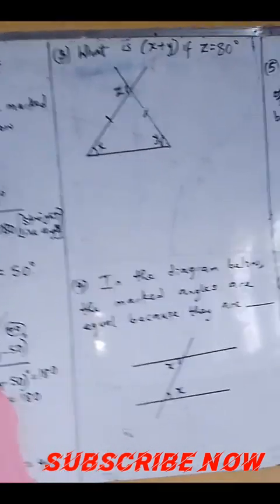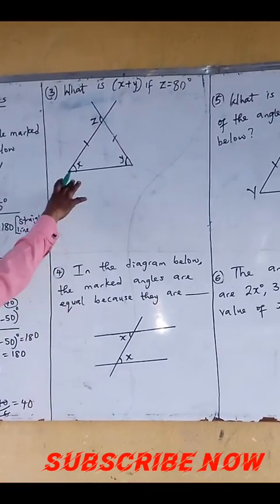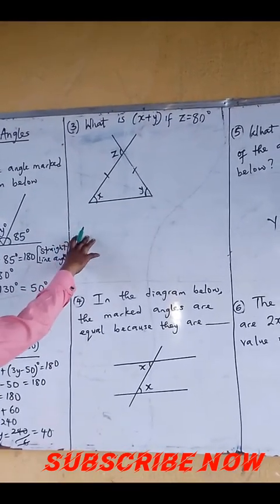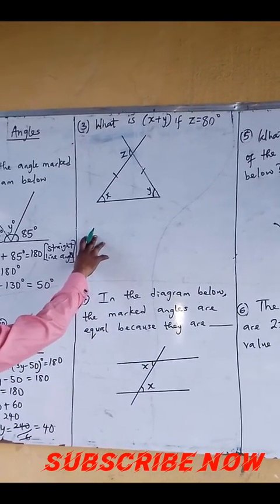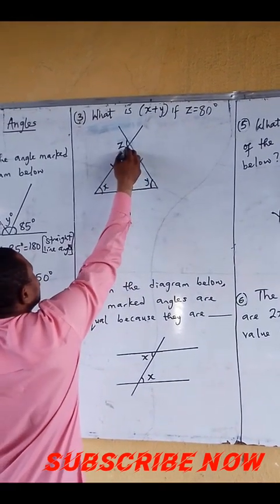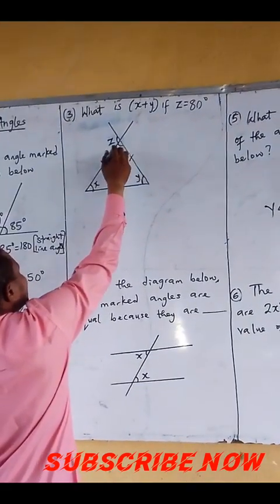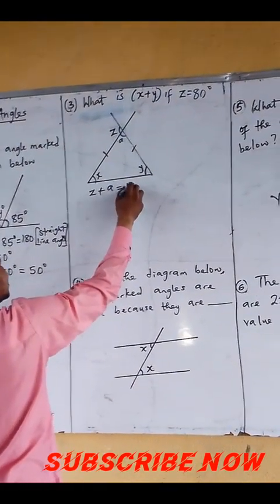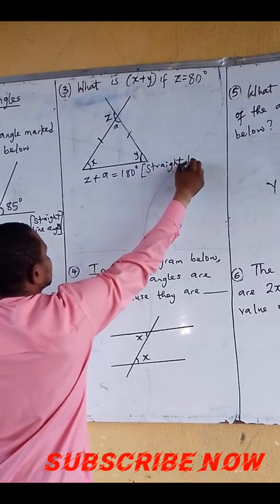What is x plus y if z is equal to 80 degrees? If you take note, you will discover that this is an isosceles triangle. And don't forget that two sides are equal in an isosceles triangle. But before we find the value of x and y, we need to find the value of this angle. Let's assume we name this angle a. Don't forget that z plus a will give us 180 degrees. That is angles on a straight line.